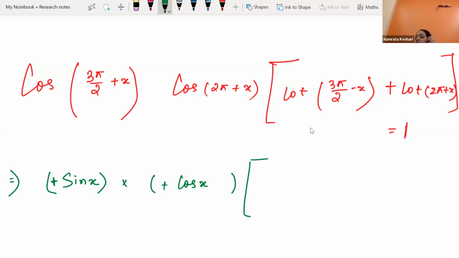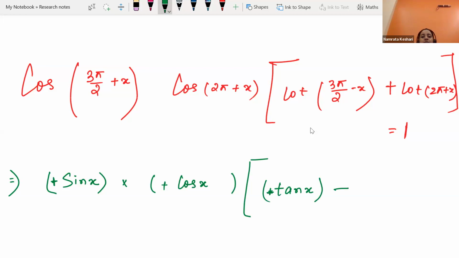Cot 3 pi by 2 minus x. With 3 pi by 2 we understand the function gets changed. Cot will change to tan. Now the question is plus tan or minus tan. Plus, ma'am. Yes, it will be plus tan. Right, Ali and Alina?